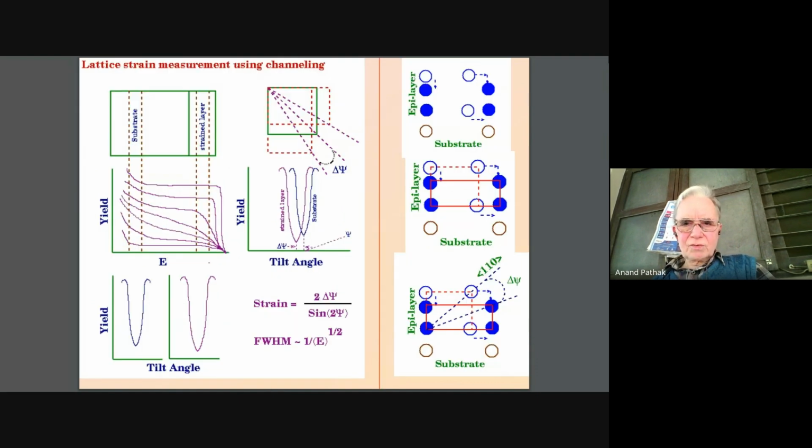For example, here, when you do the RBS channeling experiment, in this case the material is along the 110 direction, that is any axial direction, and that gives strain, and that strain is reflected in the yield. Next one.